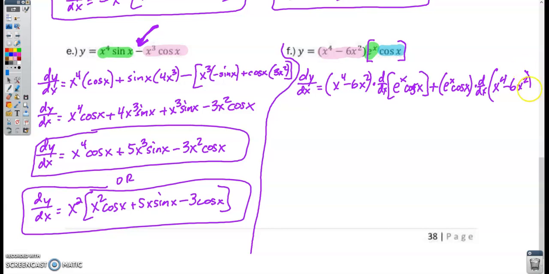And this is a notation that I haven't been using an awful lot. Notice there's a big difference between this d dx and dy dx that we've seen in some other problems.